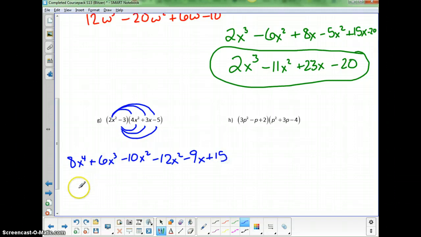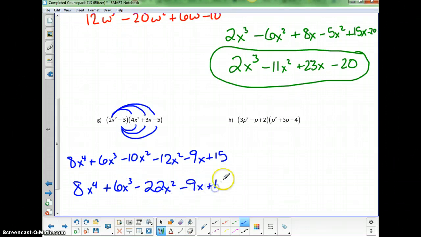Looks like we've got just one like term to combine, the x squared term, so let's go ahead and write the 8x to the 4th plus 6x cubed minus 22x squared minus 9x plus 15.